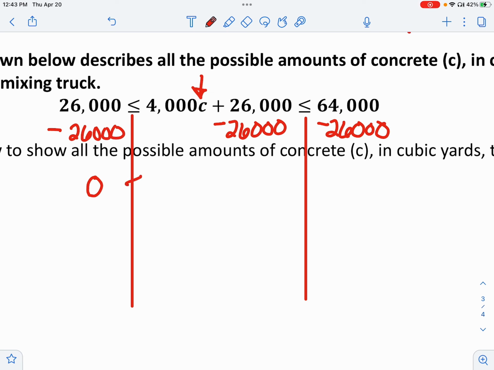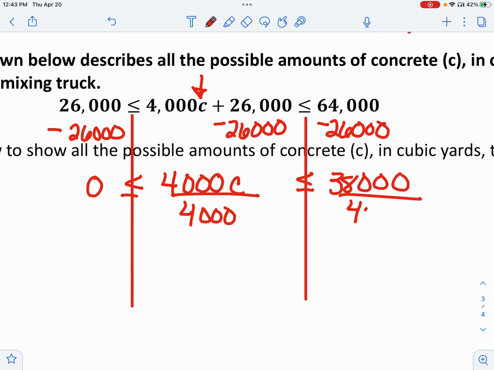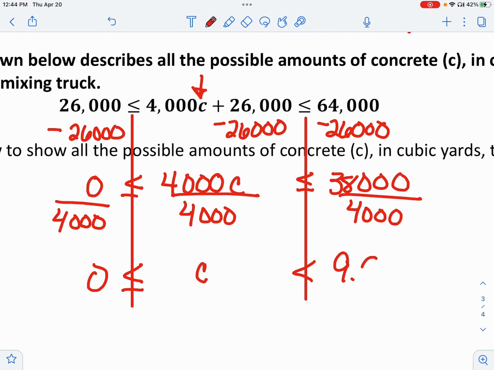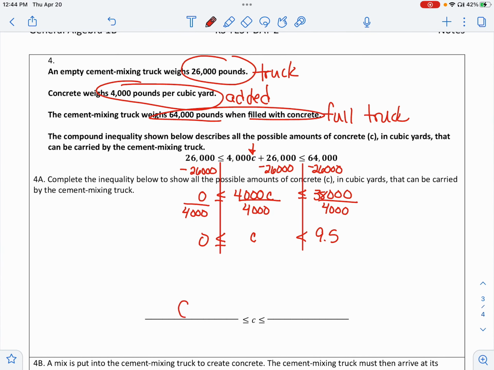So this gives you 0 less than or equal to 4,000C less than or equal to, I'm going to type it in my calculator because I do not have time to get it wrong. Okay, so that's 38,000 over here. Divide by 4,000. You're just going to do that on the left and the right. That's odd, isn't it? It's like 2 problems in one. So that makes 0. There's C. And I'm going to do this on the calculator because I just don't have time to do things wrong. 9.5. So we can buy 0 cubic yards, or we can buy up to 9.5 cubic yards of concrete mix.